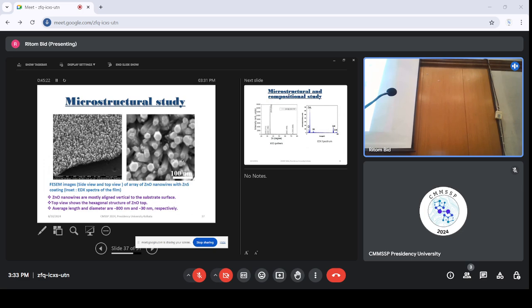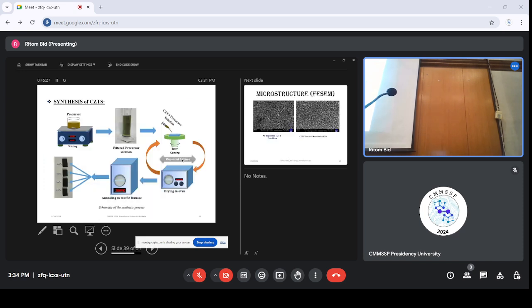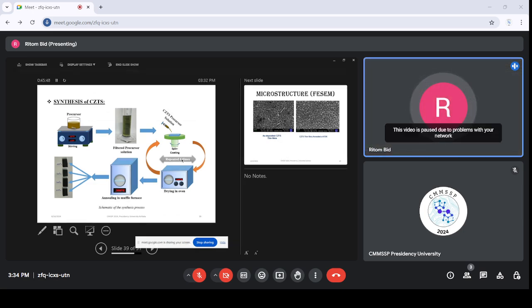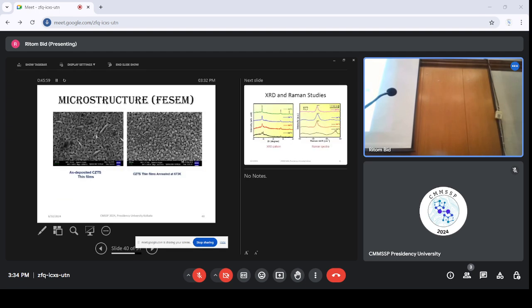A very thin layer of zinc sulfide is coated on the zinc oxide nanowires. These are the microscopic studies, and on top of that, we synthesize the CZTS by a chemical route. We optimized this synthesis process because we have four elements: copper, zinc, tin, and sulfur, and getting the stoichiometry of the film is difficult. Usually after the deposition, the films are heated in sulfur or selenium vapor to get the stoichiometry, but we avoided that part and still we get the result.